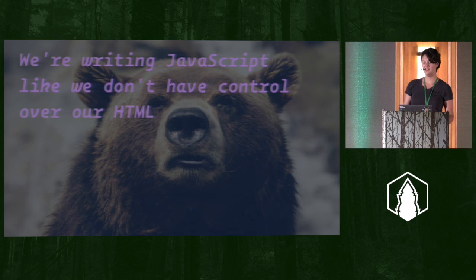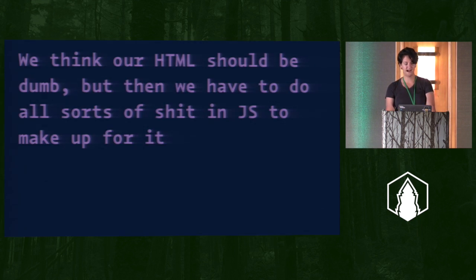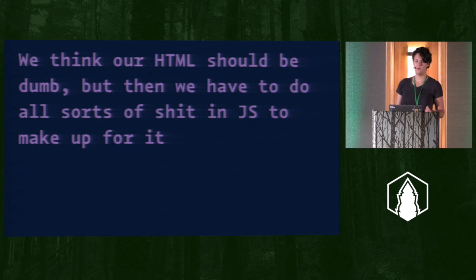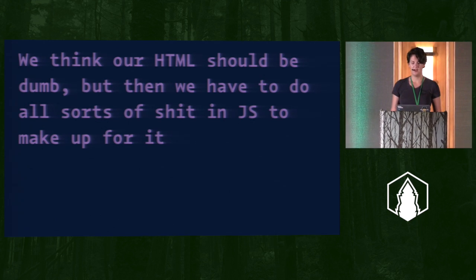So we're writing JavaScript like we don't have any control over our HTML, which I guess sometimes is the case, but usually it's not. So we sort of have this idea that our HTML should be dumb and just sort of this static, pristine thing. But we do all sorts of weird shit in our JavaScript files to make up for it. So we end up with this very brittle and tightly coupled code where your JavaScript relies on your HTML being dumb in a very specific way. And if you make it dumb in a different way, it's going to be useless. So it's hard to read and maintain, and you've got implementation details all over the place.